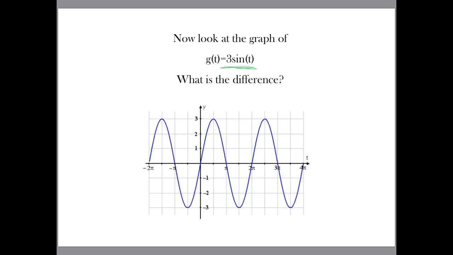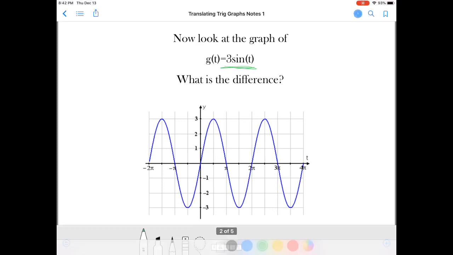Let's look at the width of the graph first, or the period. The graph goes up above the x-axis and then back down below the x-axis, starting at 0 and ending at 2 pi before it repeats itself, just like on our previous graph. So, in this case, the period is still 2 pi.